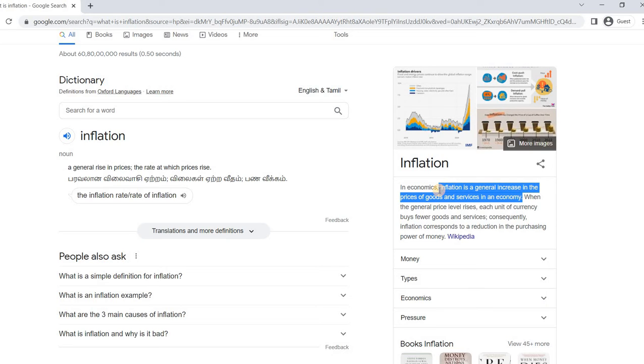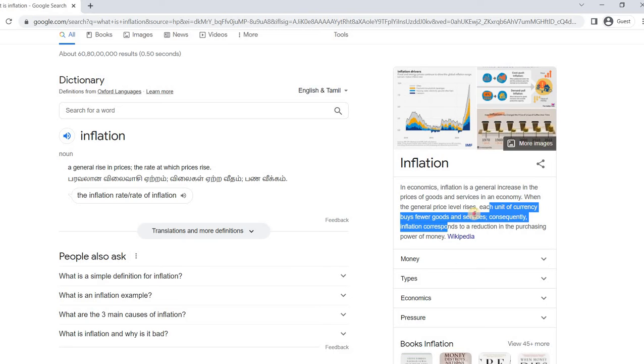So essentially, let's say you are buying something, and you are a really big fan of, let's say, apples. If the price of apples is rising, then we call it inflation, it's an increase in price. When the general price level rises, each unit of currency buys fewer goods and services. Consequently, inflation corresponds to a reduction in the purchasing power of money.